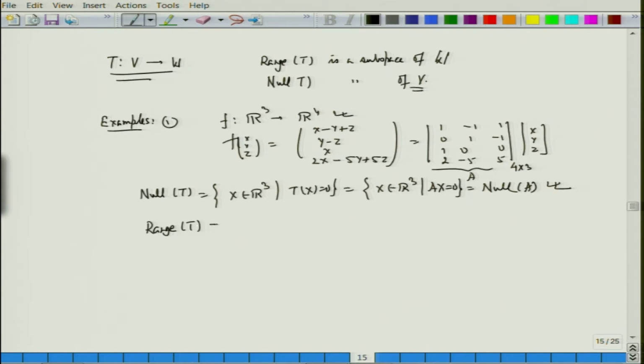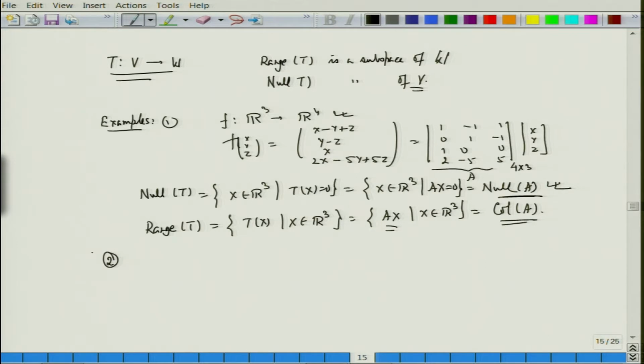Range of T is the same as Tx such that x belongs to R3. By definition, this is Ax such that x belongs to R3, and my matrix multiplication tells me that this is nothing but the column space of A. We had already done these two in one of the previous classes, where we looked at the fundamental theorem of linear algebra, and they were the fundamental spaces. I would like you to try them out yourself and get your answers.